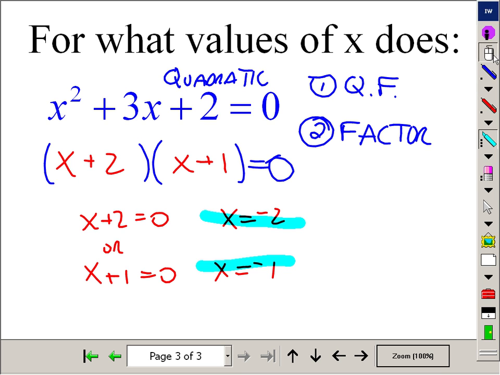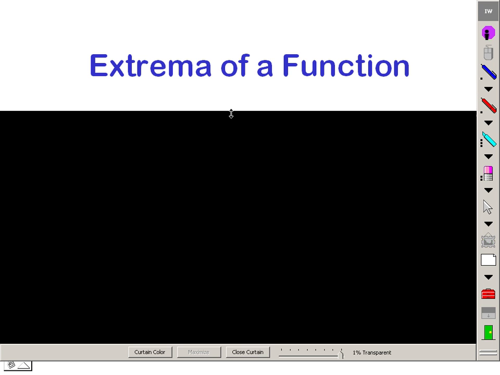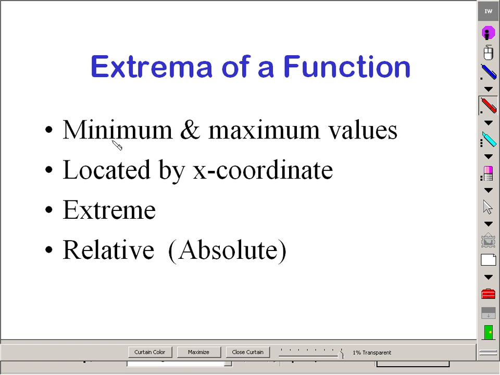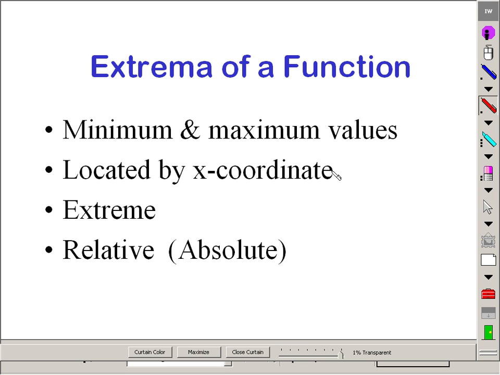Let's talk about how this relates to calculus. Extrema of a function. These are the most important things I want you guys to start to see here. Oh, wrong one. When I talk about the extrema of a function, first of all we're looking at the minimum and maximum values. That's what we're looking at here. We call an extrema point by its x-coordinate. For instance, I wouldn't say you have extrema at 2, 3. I would say instead you have extrema at x equals 3. That might be an extrema.